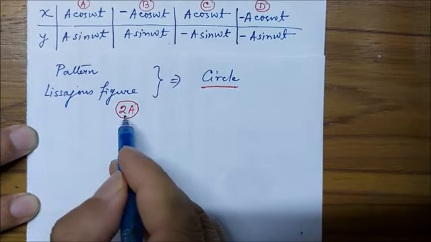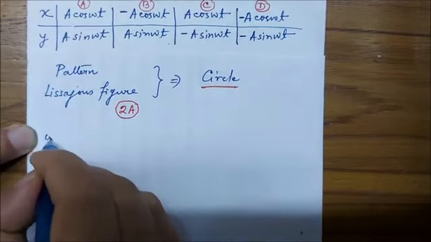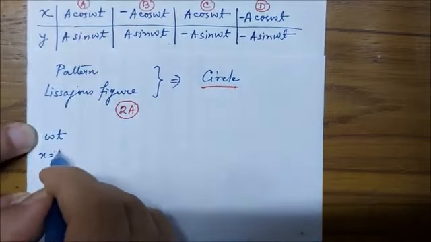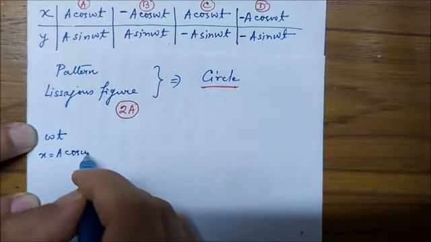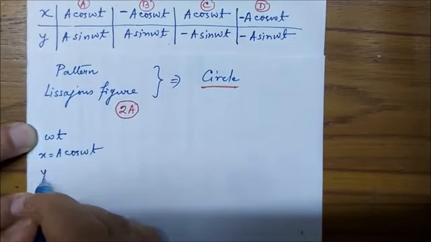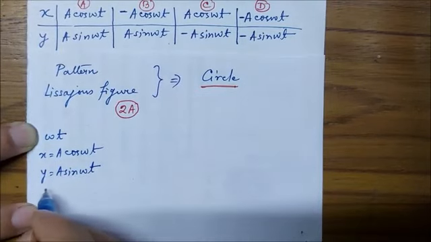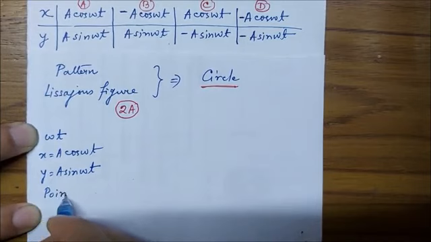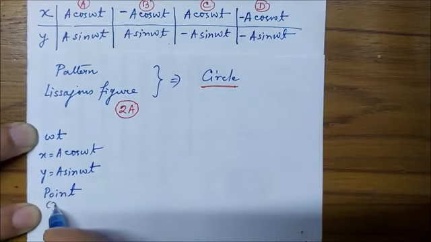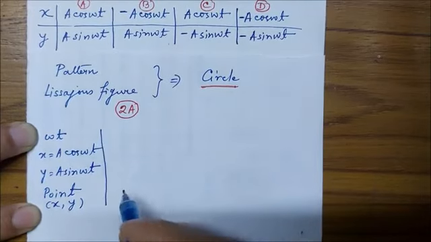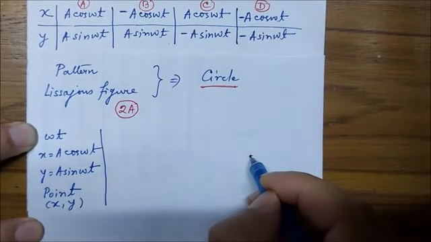In case 2a, let us plot omega t here. X is a cos of omega t, y is a sine of omega t, and due to superposition, the resultant vibration will move through various points, the coordinates of which will be x, y. And we'll make a plot.